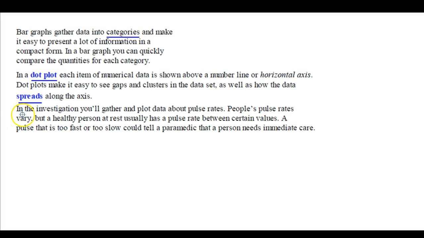In the investigation that we will be doing next, you'll be gathering and plotting data about pulse rates. People's pulse rates vary, but a healthy person at rest usually has a pulse rate between certain values. A pulse that is too fast or too slow could tell a paramedic that a person needs immediate care. So with that, we are going to start the investigation.